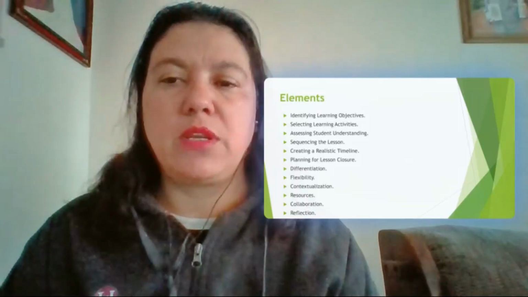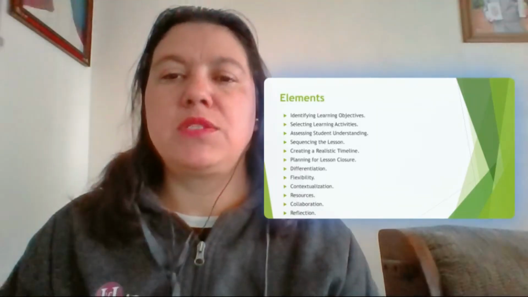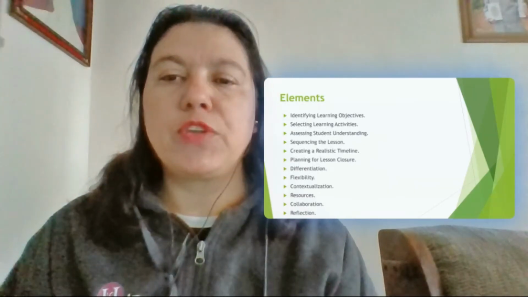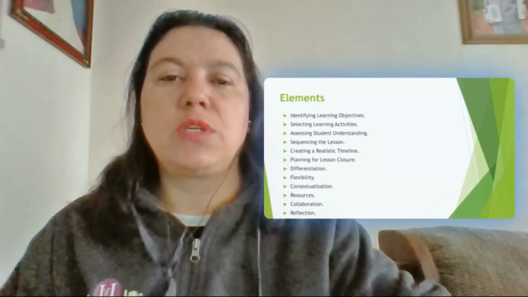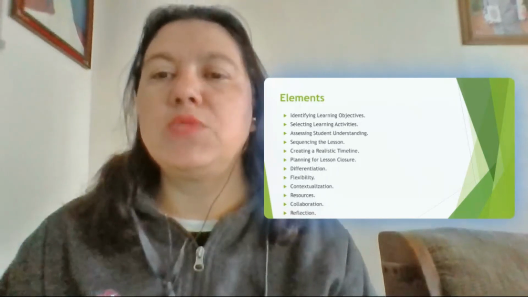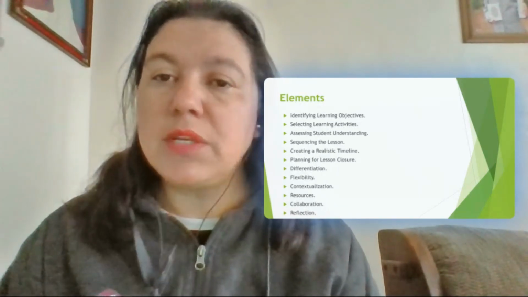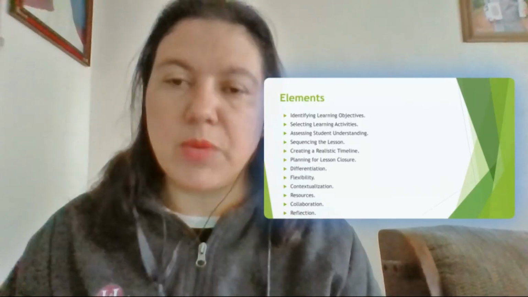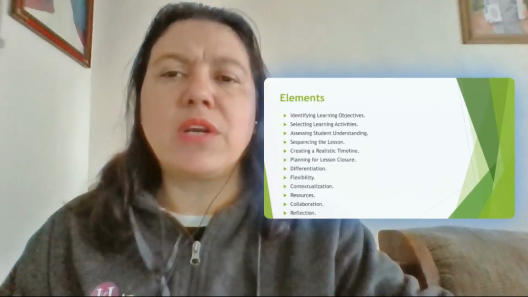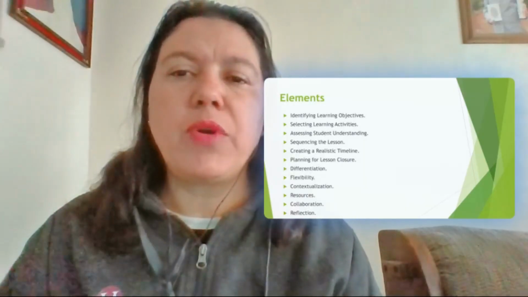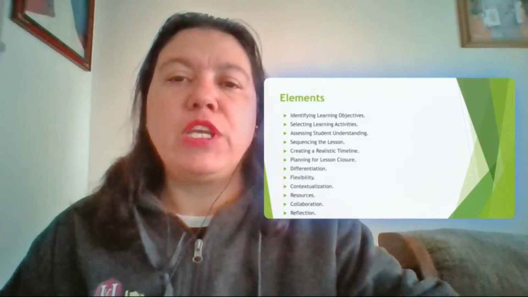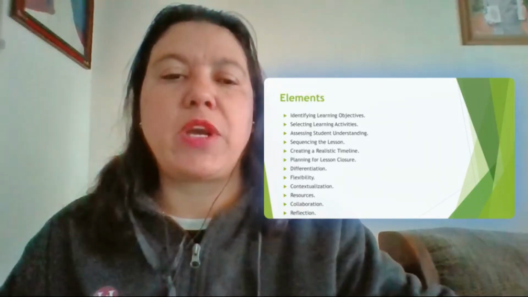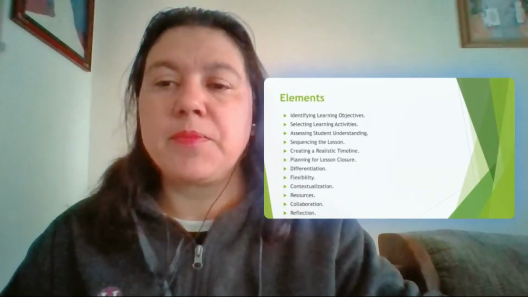Assessing student understanding: incorporating methods that gauge student comprehension throughout the lesson, such as formative assessments, discussions, or quick checks. Sequencing the lesson: structuring the lesson in a logical order that builds upon prior knowledge and facilitates the learning process. Creating a realistic timeline: allocating appropriate time for each activity to ensure a smooth flow and prevent rushing and dragging. It is important to check the time.